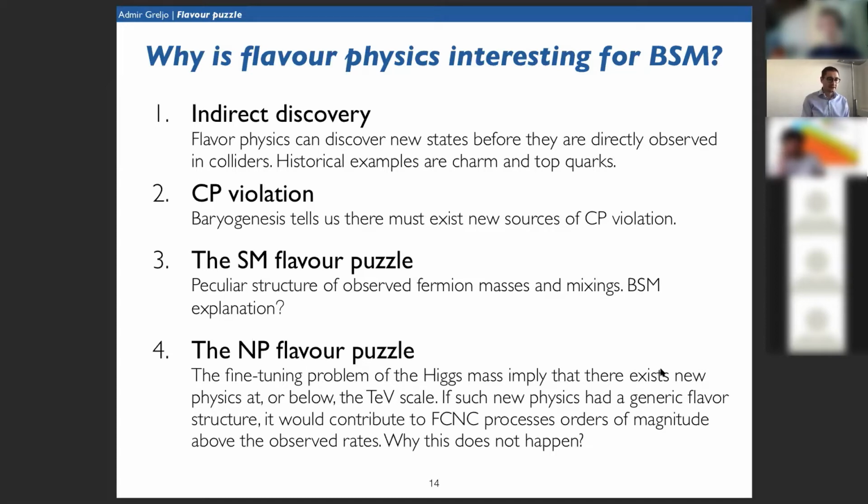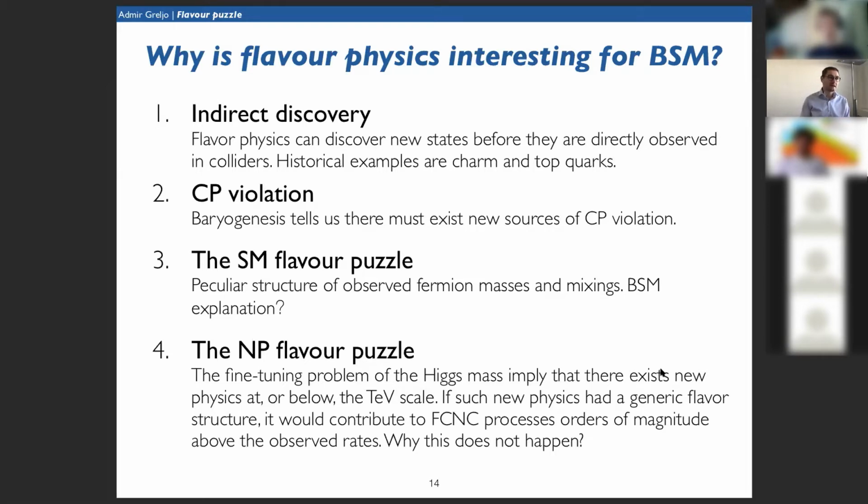However, in flavor physics, we have measured certain transitions, flavor changing neutral current processes, in particular meson mixing and neutral meson oscillations, which exclude the existence of new physics to a very high scale if you assume order 1 couplings. So if there is new physics at the TeV scale and it has some kind of generic order 1 couplings, then we should have seen them long ago in flavor changing neutral current processes.